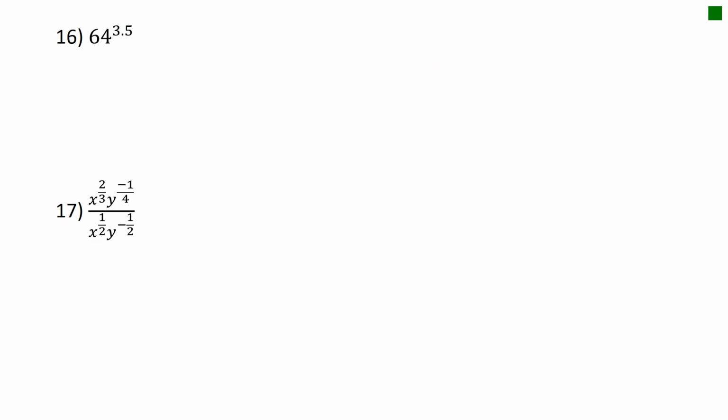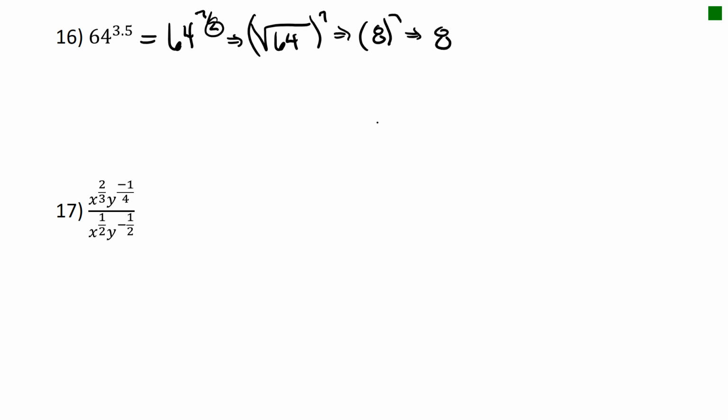3.5, remember we can't have decimals. We have to turn it into a rational number. So it's 64 to the 7/2. Oh my gosh, 64. I'm going to put it underneath the square root because that's my root, and take that whole thing to the 7th. Square root of 64 is 8. Take it to the 7th, and if you want to multiply that out, you go ahead. 8 to the 7th would be an accepted answer.